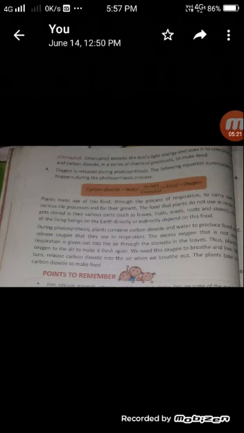During photosynthesis, plants combine carbon dioxide and water to produce food and to release oxygen that they use in respiration. The excess oxygen that is not used in respiration is given out into the air through the stomata in the leaves. Thus, plants add oxygen to the air to make it fresh again.